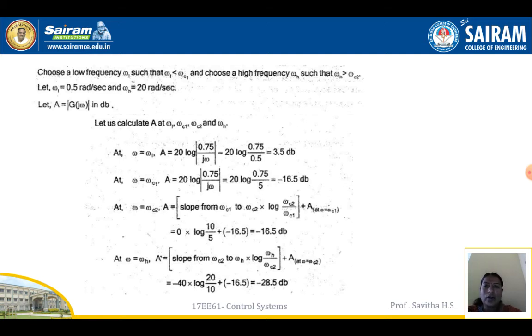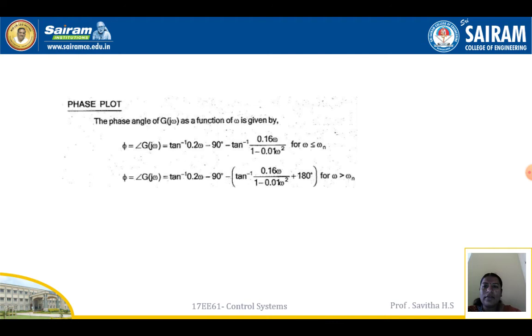At omega is equal to omega C1, the A value is minus 16.5 decibels. At omega is equal to omega C2, it is minus 16.5 decibels. At omega is equal to omega H, the value is minus 28.5 decibels. Phase plot.